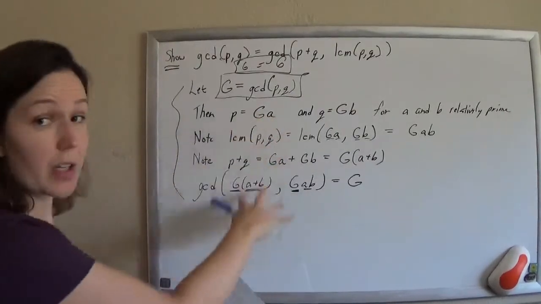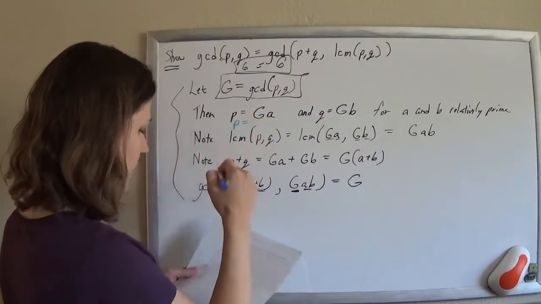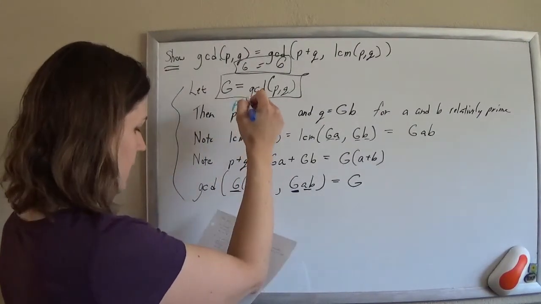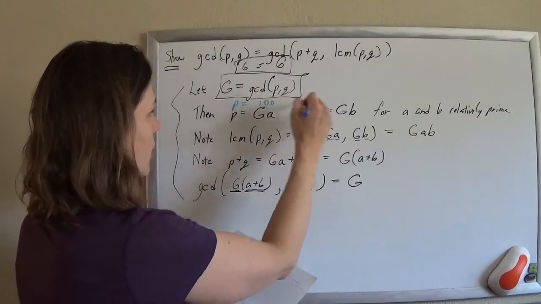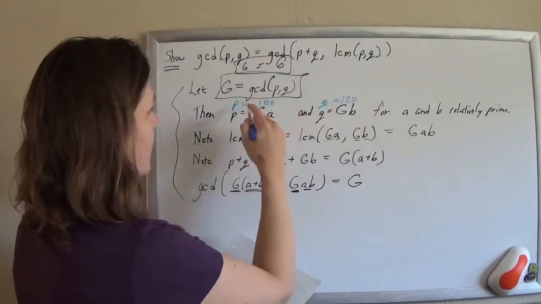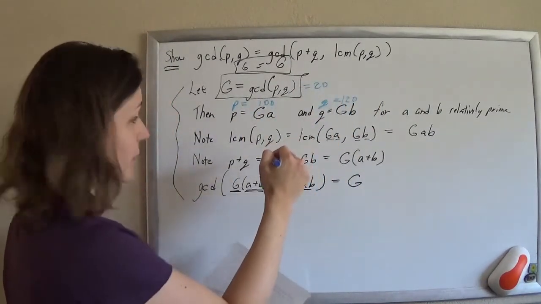So let's follow this down with some numbers, and let's use some big numbers so you can see it work a little bit more powerfully. So let's say that our P was 100 and our Q was 120. Then the GCD of 100 and 120 would be 20.